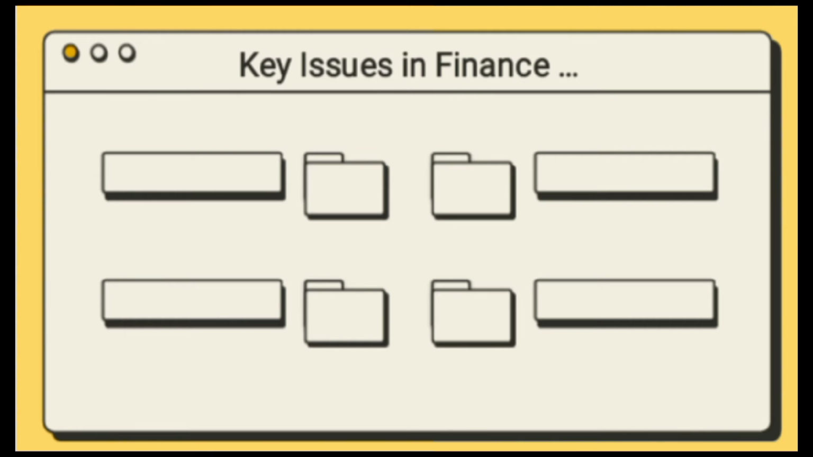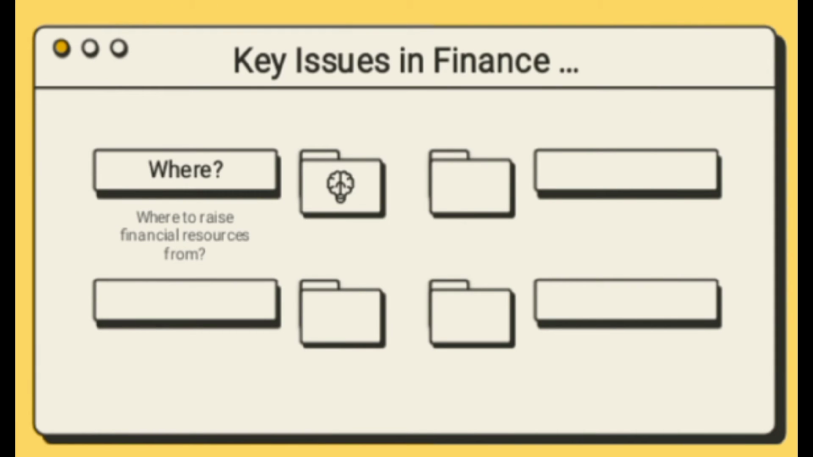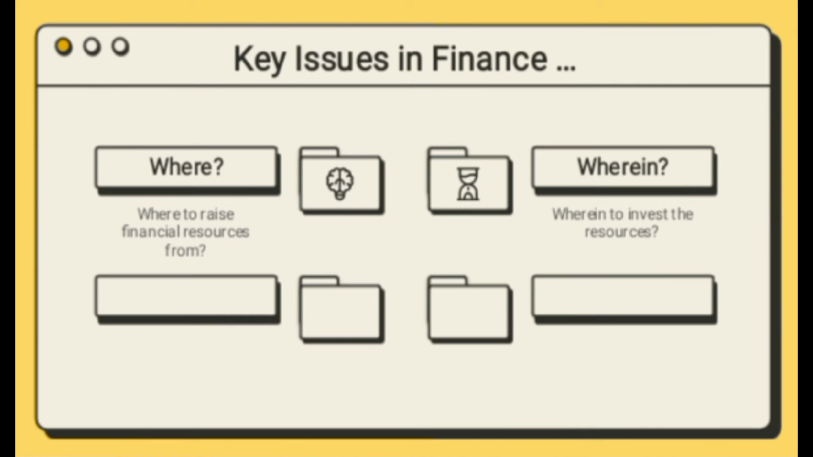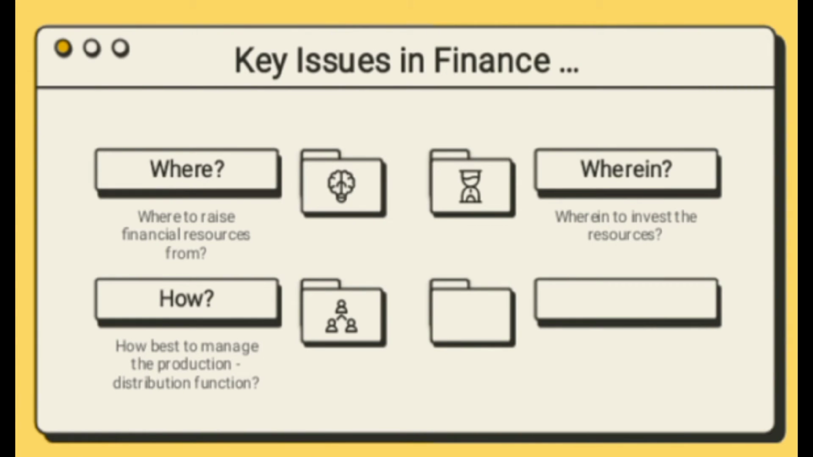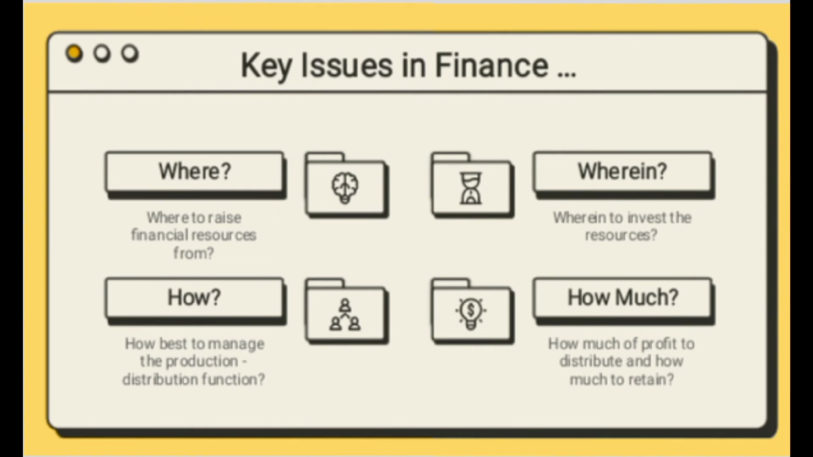Key issues in finance. Challenges and issues in finance are common. Current issues include economic and regulatory issues, the financial crisis, and the growth of new types of finances. However, the key issues are, first, where to raise financial resources from; second, where to invest the resources; third, how best to manage the production and distribution functions; and lastly, how much profit to distribute and how much to retain. These issues should be handled wisely, or otherwise the allocated finance will run out.